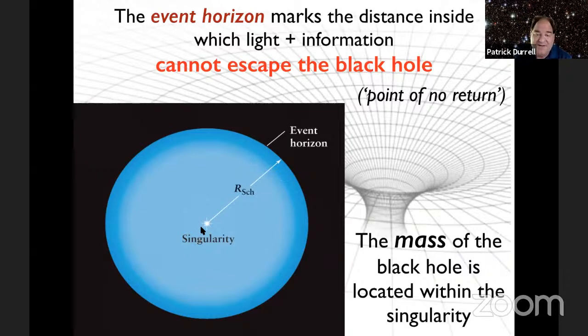But all the mass is in here. I mean, this is a black hole. It's a singularity. All the mass is there. There's this boundary around it called the event horizon. And that's it. It's kind of easy to draw.